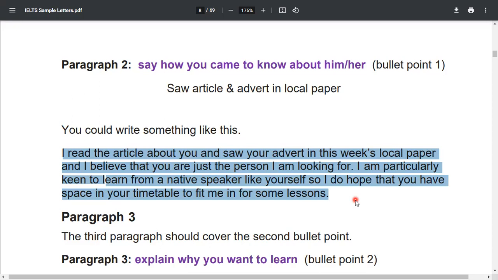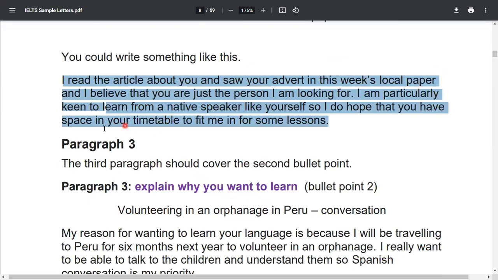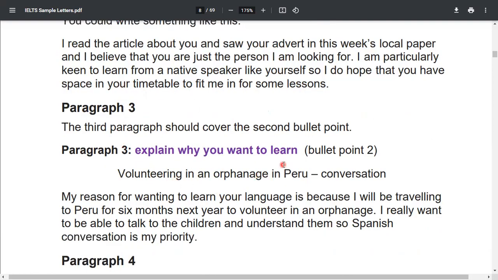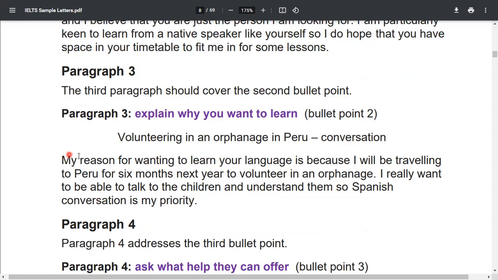Okay, so you don't have to make it complicated, it's quite easy. In paragraph 3, the answer to the second question, which says explain why you want to learn, let's see what I'm going to write. My reason for wanting to learn your language is because I will be traveling to Peru for 6 months next year to volunteer in an orphanage. I really want to be able to talk to the children and understand them. So Spanish conversation is my priority. It's an amazing elaboration on the answer.